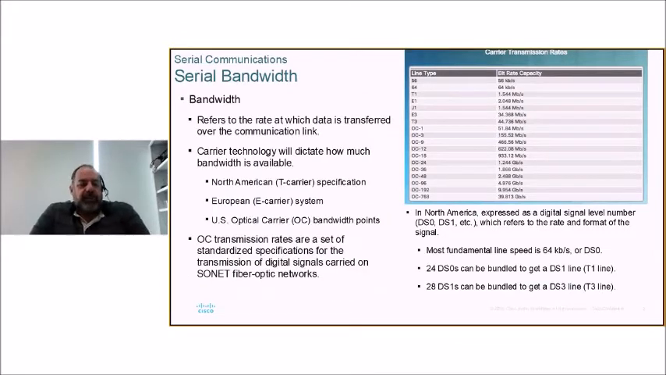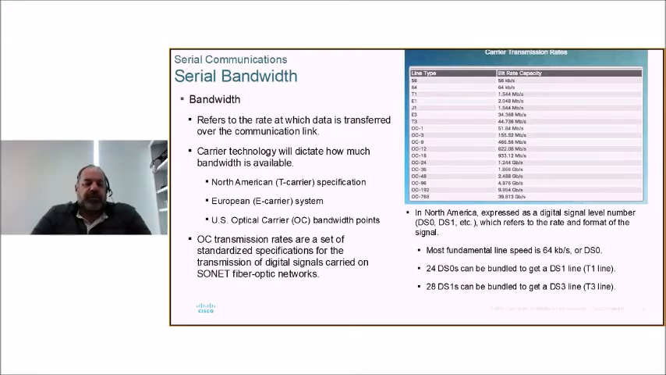Okay, so when it comes to bandwidth with serial links, it's really how much money do you have and how much are you willing to spend. Bandwidth, of course, is the rate at which data is transferred over that communication link. Carrier technology will dictate how much bandwidth is available. North America and Japan use the T-carrier spec, while most other countries use the European or E-carrier spec. And there's also the US optical carrier as well.